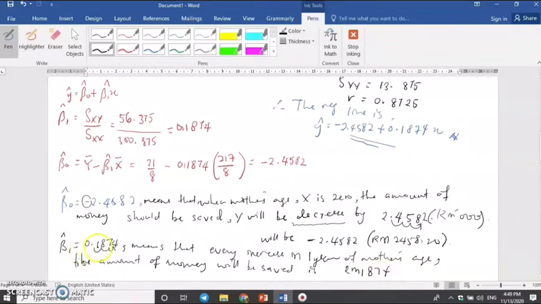Okay, so from this one 1, 2, 3. So you will get 187 ringgit 40 sen. Is it 1, 2, 3, right? So 1, 2, 3, 1717. Okay, every increase in 1 year of mother's age, the amount of money that will be saved is 187 ringgit 40 sen. Okay, so that one is the explanation for B. Okay, let me see.